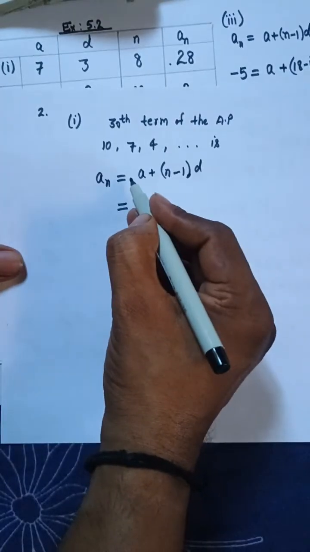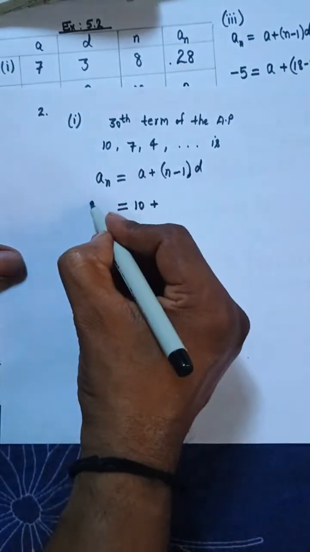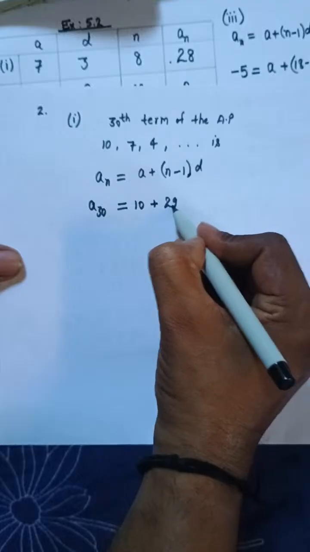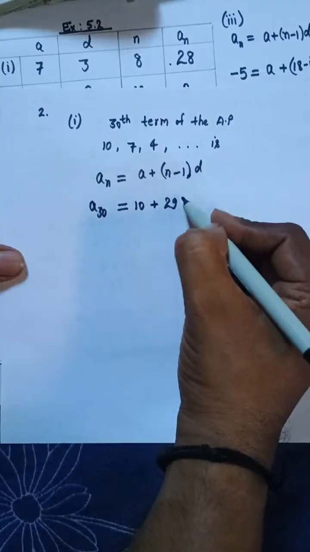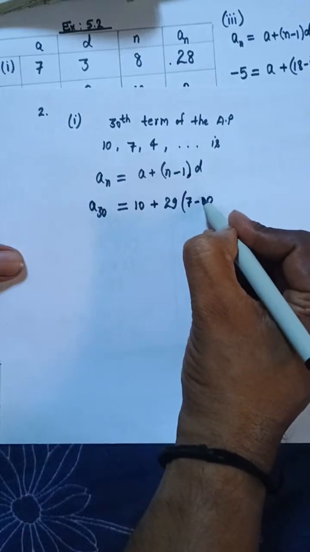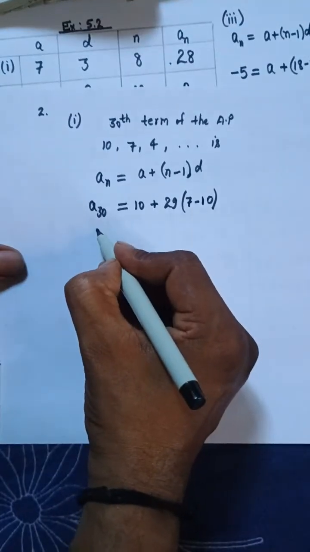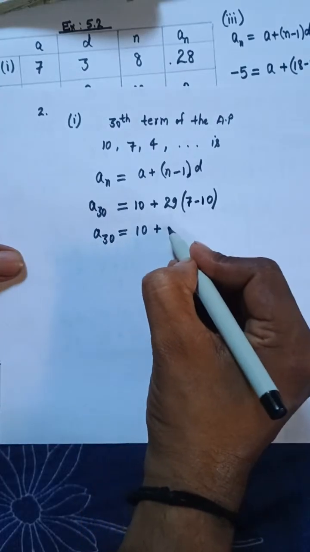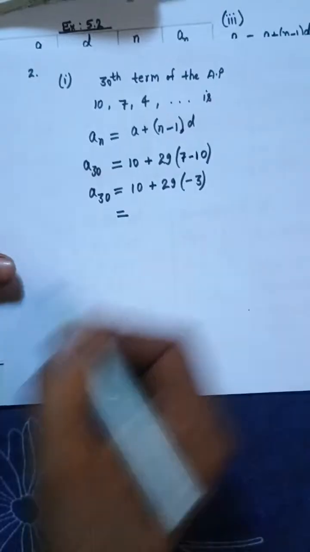Okay, so our an, how much is a? The initial term is 10. Okay, we need to find the 30th term, so a30, and 30 minus 1 is 29. And how much is the decrement? 3, 3, 3, there is a decrement of 3. So easily d can be found. d is 7 minus 10, 7 minus 10, next term minus initial term. So here we need to find A30. So A30 is equal to 10 plus 29 into negative 3. I can easily calculate.